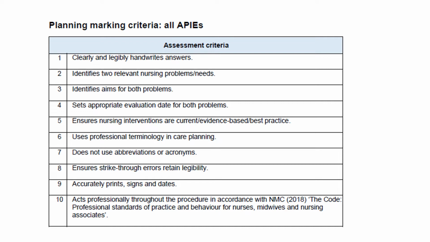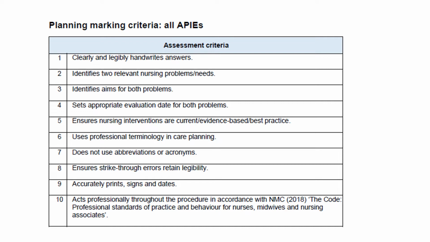The second is identifies two relevant nursing problems and needs. So these problems should be identified in the assessment station, and from that you have to write the two care plans. Third one is identifies aim for both problems. So you have to identify the aim for the problems. Suppose if your patient is having pain, you have to make the aim like to relieve the pain of the patient or to reduce the pain of the patient.